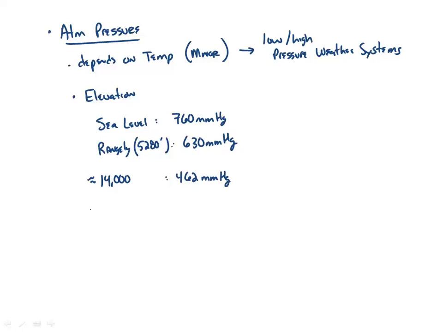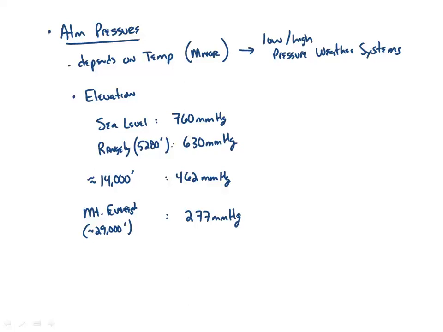And then if you go as high as Mount Everest, which is about 29,000 feet. I love how we always talk about meters and centimeters and nanometers in this class, and then for whatever reason I measure all the mountains in feet. And that is about 277 millimeters of mercury.